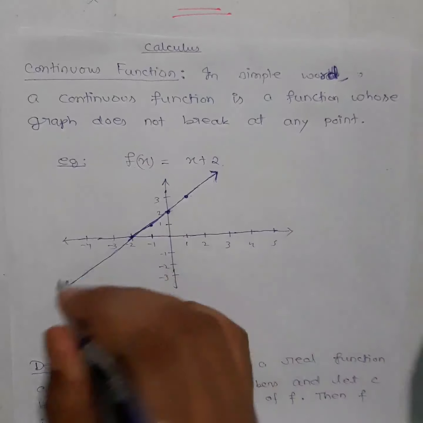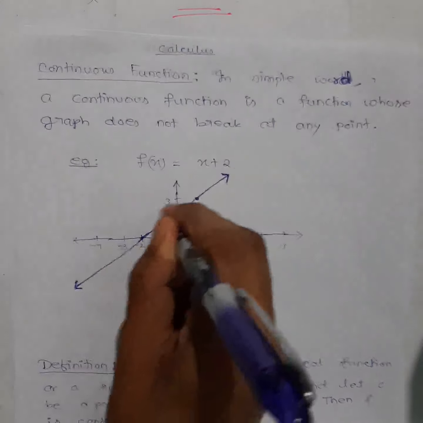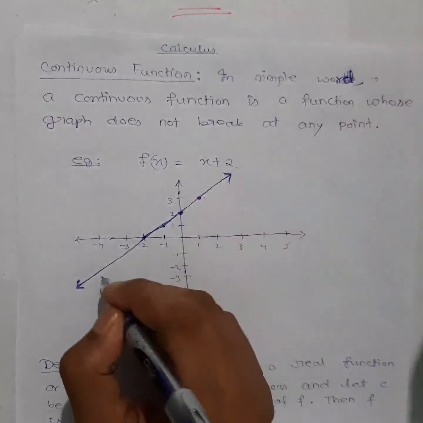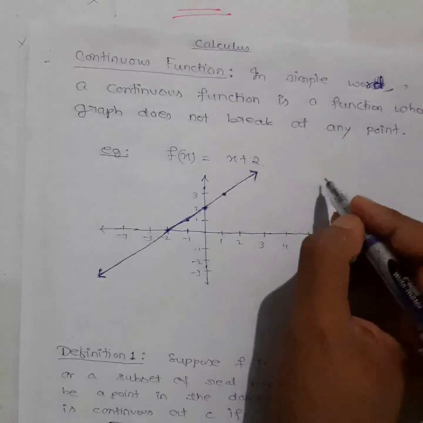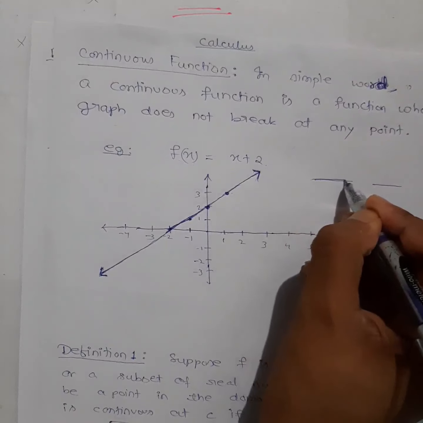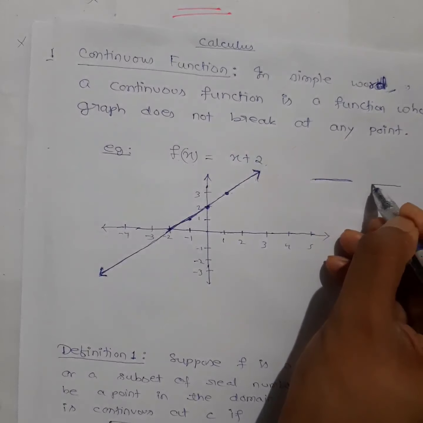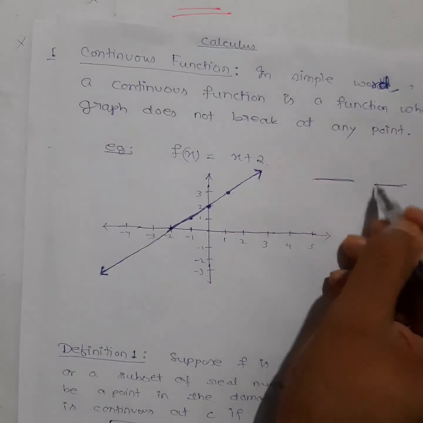Means if I take a pen and draw this graph, what do I have to do? Without lifting the pen, I can draw this graph. Why? Because if there is no break, I don't have to lift the pen, right? If there is a break like this, suppose a gap is there, then to draw this line I have to draw till here, then lift the pen, and then draw from here, right? So if there is a break like this, then it is discontinuous.